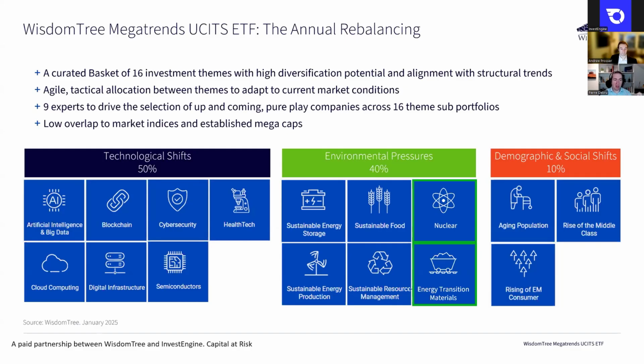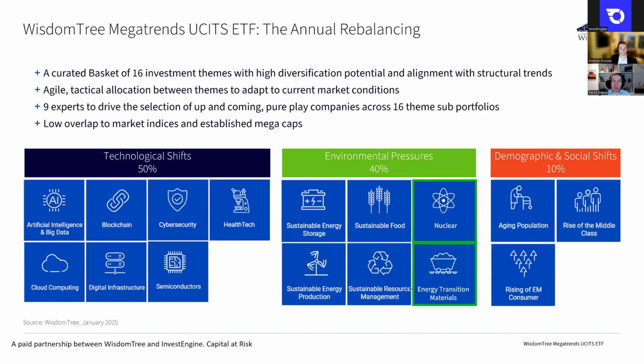So in tech, we have AI, blockchain, cybersecurity, health tech, cloud, digital infrastructure, which is a lot of data centers, semiconductors. Environmental pressure is more green tech, so batteries, clean energy, sustainable food, sustainable resource management, nuclear, energy transition miners, and then demographic and social shift: aging population, rise of the middle class, rise of the EM consumer.